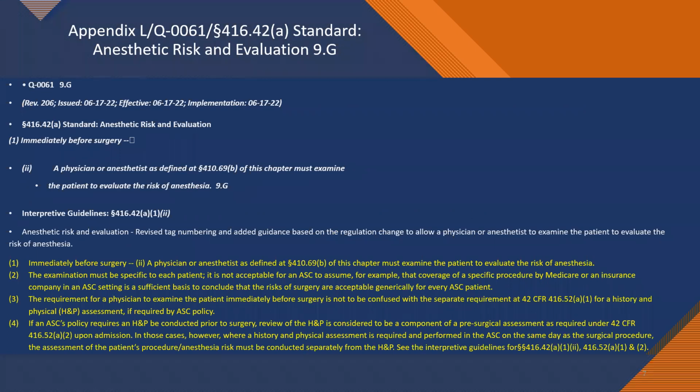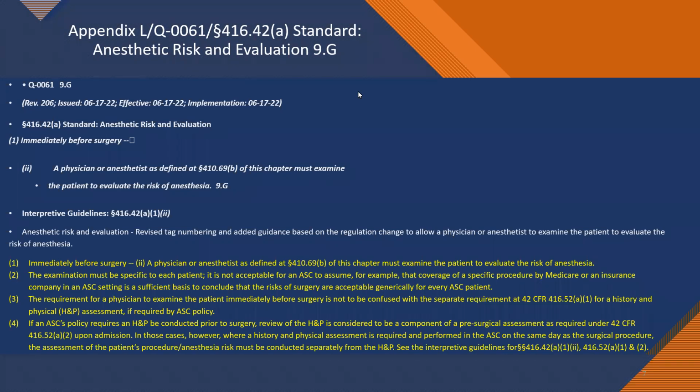Appendix L, 4.6.42, the standard is the anesthetic risk and evaluation. This is that immediately before surgery, a physician or anesthetist as defined at 410.69 of this chapter must examine the patient to evaluate the risk of anesthesia.